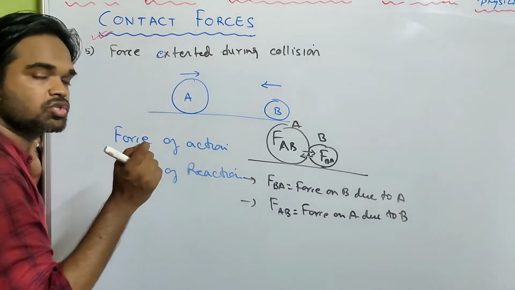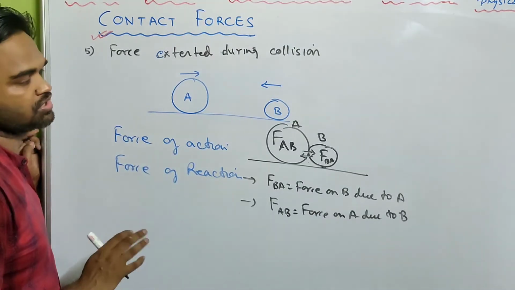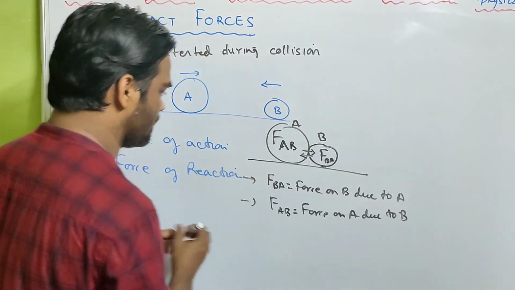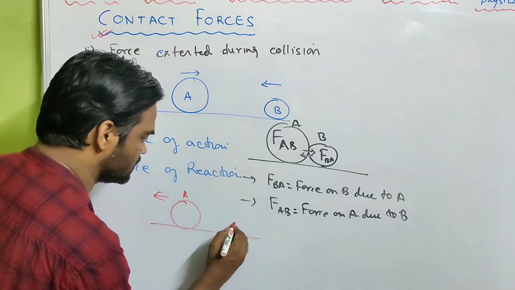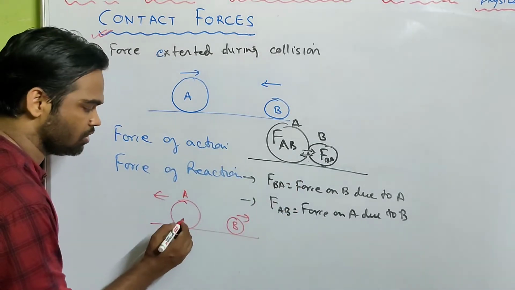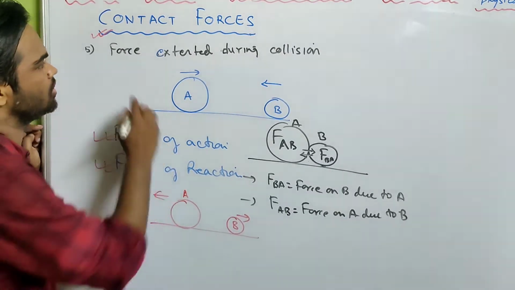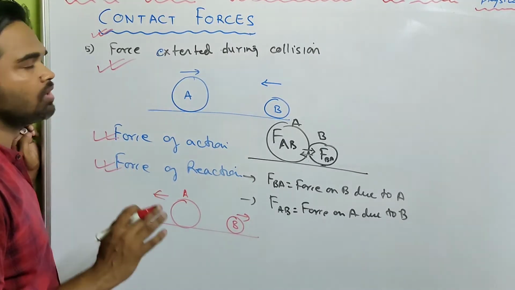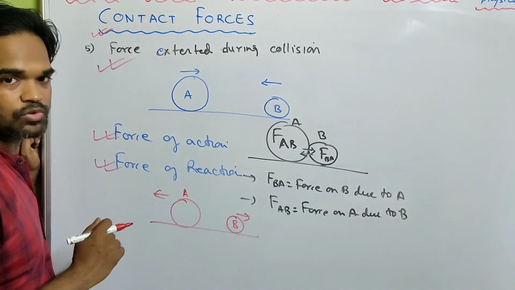So whenever two bodies collide, there is a force of action and reaction which pushes them. Am I clear? After collision, they'll move like this. Suppose this is your body A and this is your body B. This is before collision, at the time of collision, and after collision. So there is a force of action and force of reaction during the collision of two bodies. So these were my contact forces. Now let us discuss non-contact forces.